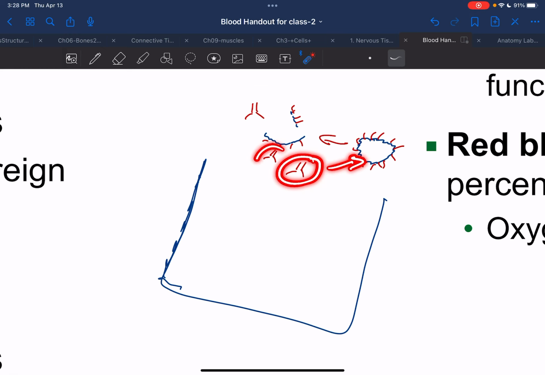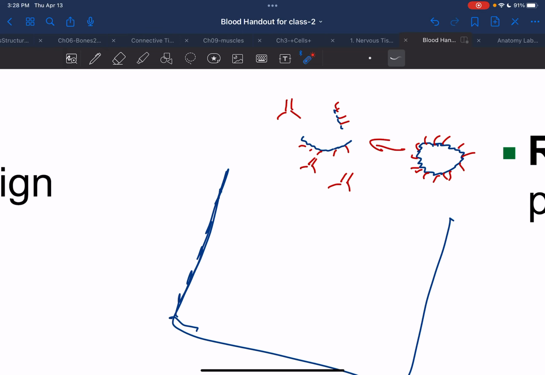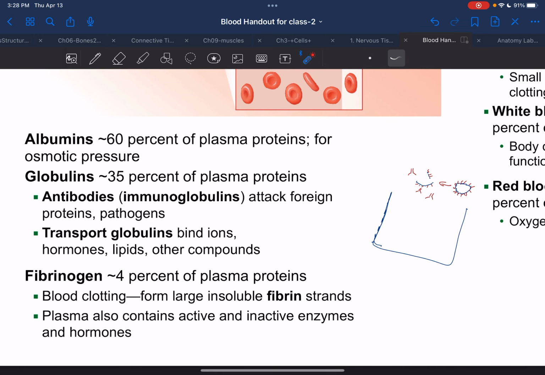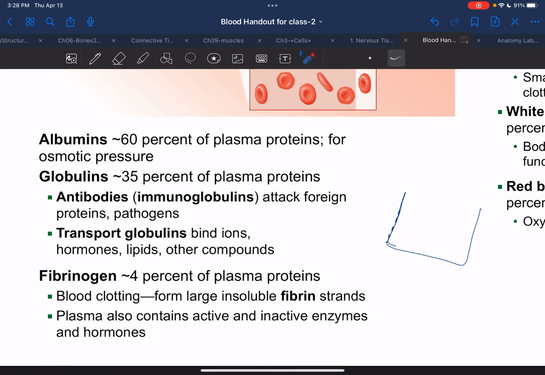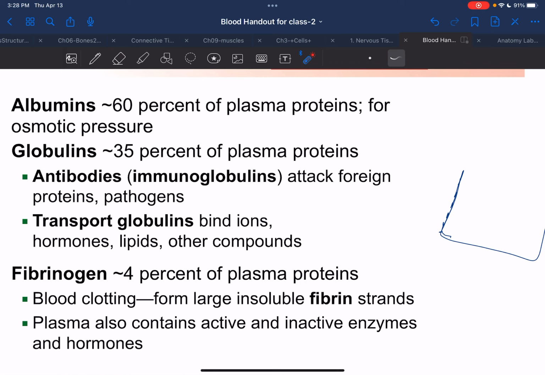It'll target this for destruction, because that's all these do: they gather around things like this. Once they detect something dangerous, they gather all around it, and then something will come, see that it's marked to be destroyed, and it'll be completely destroyed before it can cause a systemic infection in your body. That's the premise behind what antibodies are. They are just little proteins that attack pathogens.